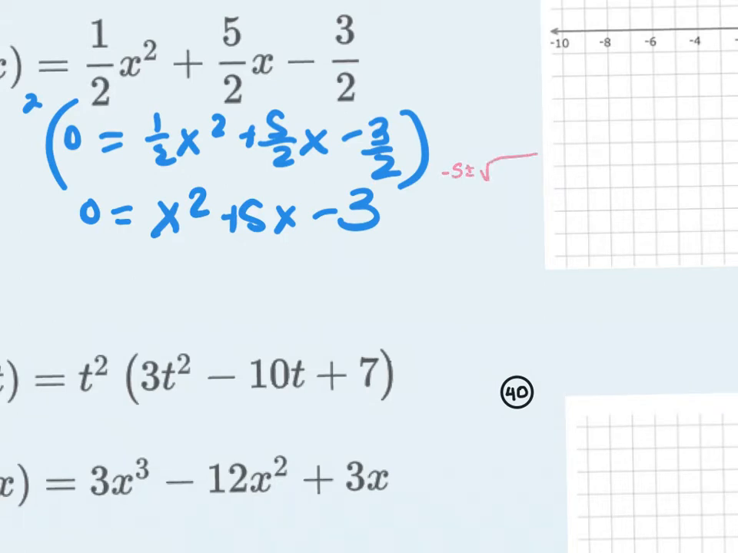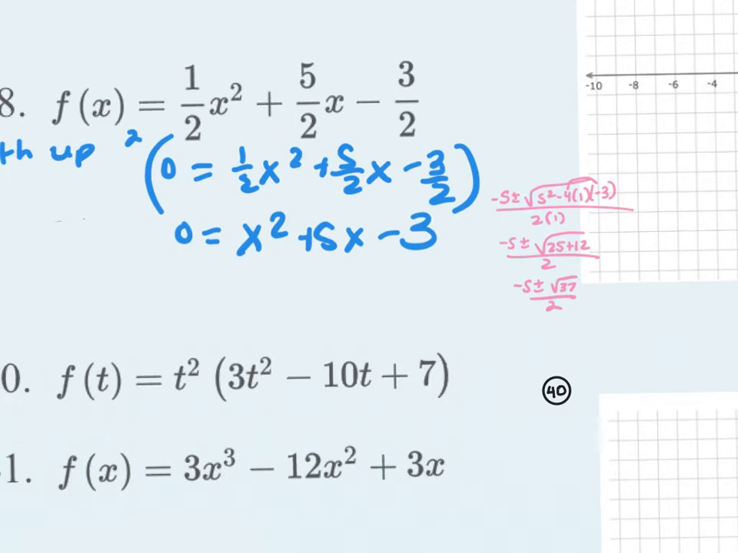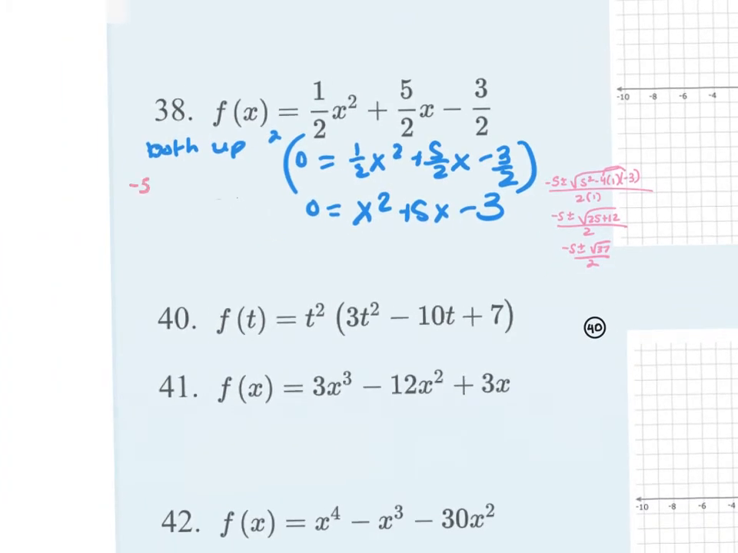-5 plus and minus the square root of 5 squared minus 4ac all over 2 times a. -5 plus and minus 25, -4 and -3 is plus 12, over 2. -5 plus and minus the square root of 37 over 2. So when I list my zeros, it's -5 plus root 37 over 2 and -5 minus root 37 over 2. Both of those have a multiplicity of 1.